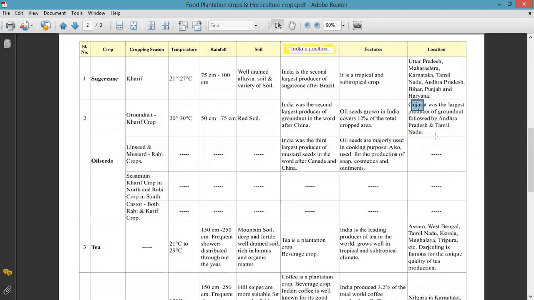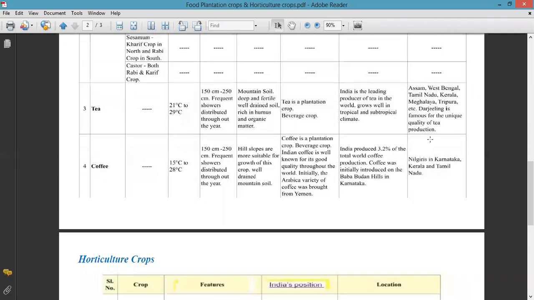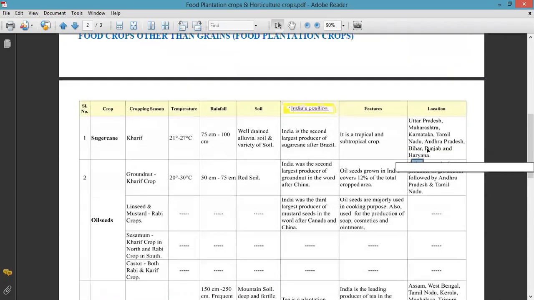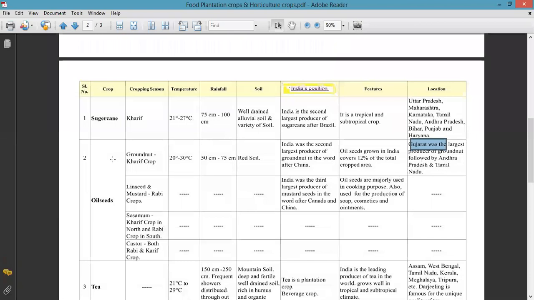It is difficult to remember more states. After completing all the crops, you can find at least two states that are common in all the crops. You can select those states, whatever the crop asked, and write those states. We will discuss those tricks later. No problem. So Gujarat is leading in the production of groundnut. After that, Andhra Pradesh, Tamil Nadu.